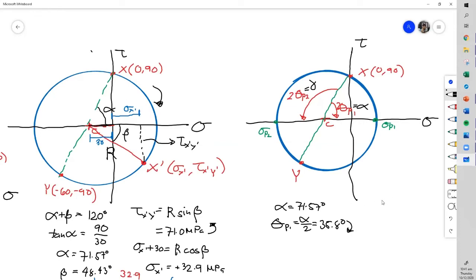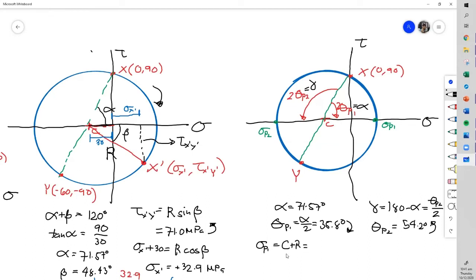And then we know that gamma is just equal to 180 minus alpha. And that is also equal to theta P2 all over 2. So, ma-solve natin si theta P2. So, theta P2 is 54.2 degrees na pabaliktad naman po yan. Clockwise. So, paano natin malalaman yung value ni sigma P1? So, ito si theta P1. Ano si sigma P1? Sigma P1 is just equal to C plus R.